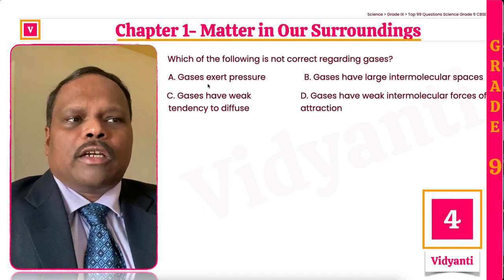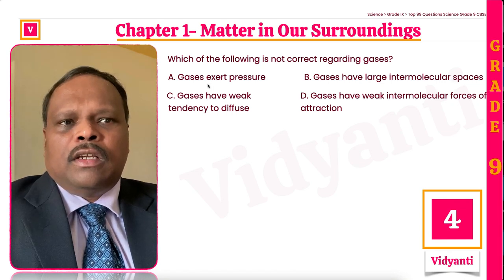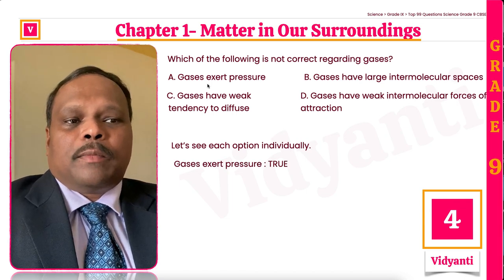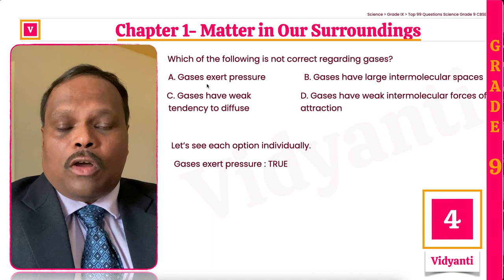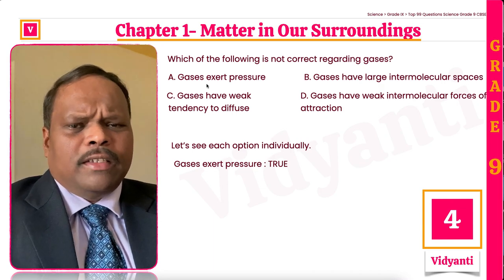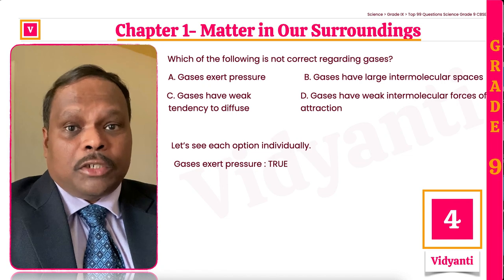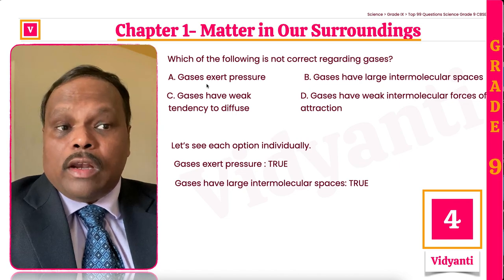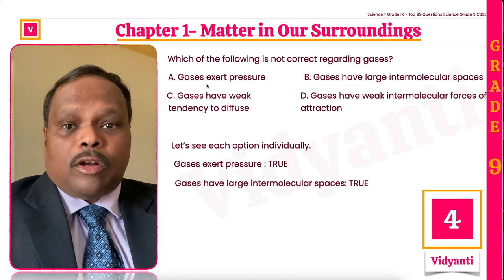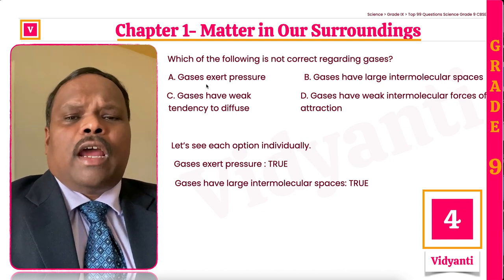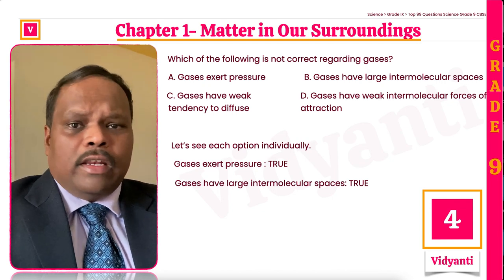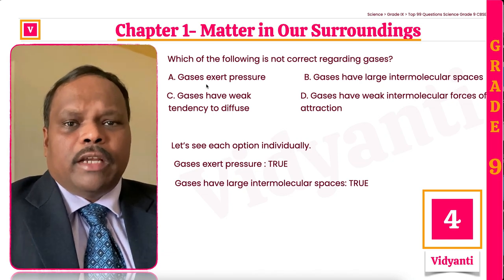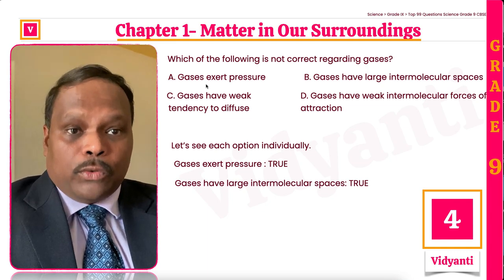Which of the following is not correct regarding gases? Let's see each option individually. Gases exert pressure. Yes, they continuously bombard the walls of the container, and that is the primary reason why they exert pressure. So this is technically true. Gases do have pressure. Then second, gases have large intermolecular spaces. Yes, their intermolecular forces of attraction are the weakest, and they are free to travel anywhere. So their intermolecular spaces are very high. Solids the least, liquids medium, and gases the most.